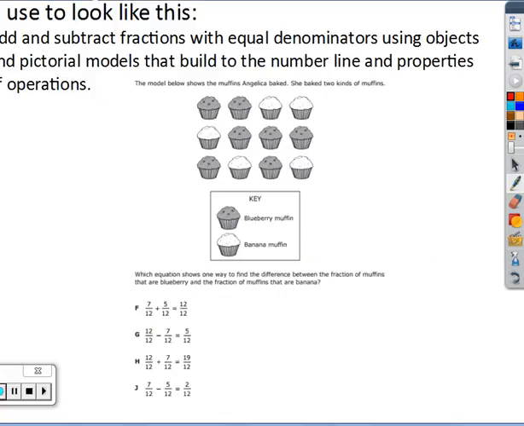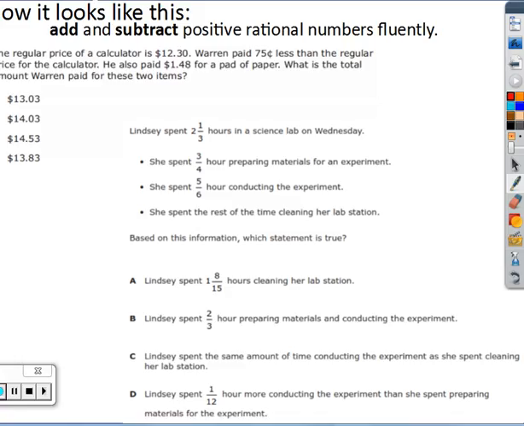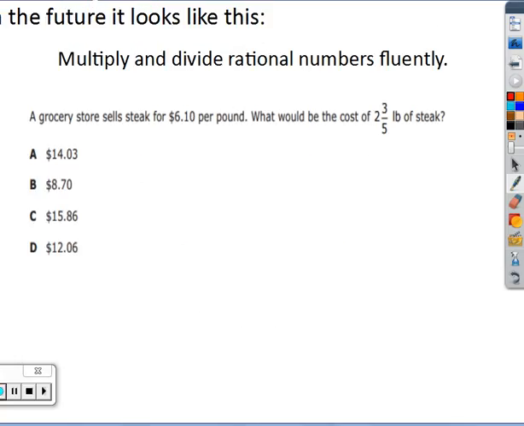In 4th grade, this looked like students adding fractions with like denominators. In 5th grade, the students are expected to be able to add and subtract with fractions, decimals, and whole numbers. In the future, in 6th grade, they will be multiplying and dividing rational numbers fluently as well as adding and subtracting.